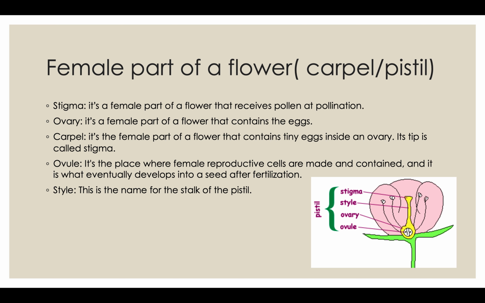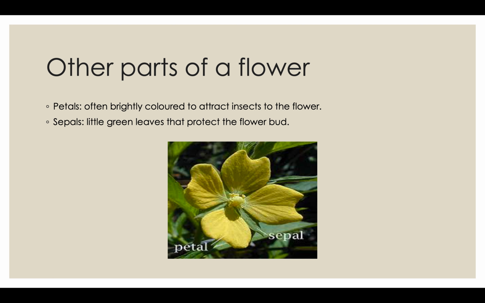And the style is the name for the stalk of the pistil. Okay? I know there's some extra information here that you haven't learned before. Don't worry about that. It's just for fun. Otherwise, do what's required from the book. Other parts of the flower that are not female or male are petals, which are often brightly colored to attract insects to the flower. And we also have sepals, which are little green leaves that protect the flower bud.